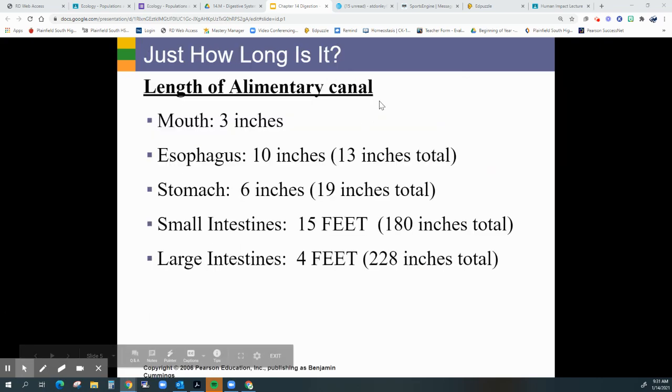Length of the alimentary canal in total. So you've got your mouth, which is about 3 inches, the esophagus, which is 10 inches. So now we're up to a total of 13 inches, or a little over a foot. Now we have the stomach added in there, which is another 6 inches. The small intestine, which is a total of 15 feet. That's why it's called the major organ of the digestive system. And then your large intestine, which is about 4 feet. So all in total, it's about 228 inches, which equates to about 19 feet. So of the 19 feet, 15 feet of that is the small intestine.